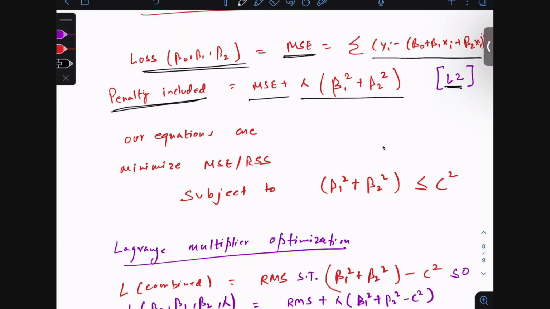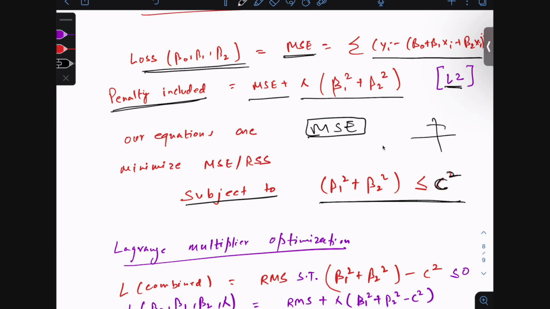Now, when we are seeing that particular condition, can we rewrite it in a different form? Our equation can be rewritten in a different form, where we say: minimize my MSE subject to this particular condition. This was a constant anyway, so I am putting constant c square just to say that this c represents the radius, right? This c will become the radius of this circle, which is represented by beta 1, beta 2.